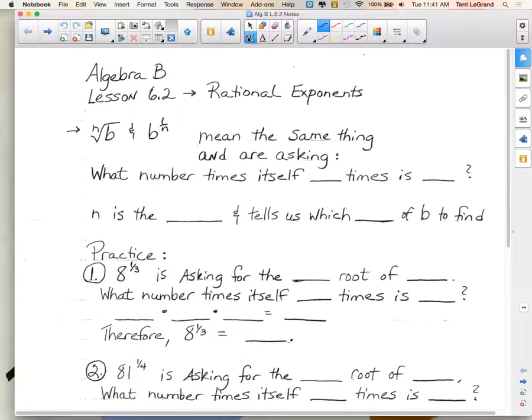Which one gives us 5? 25 to the 1/2 power.